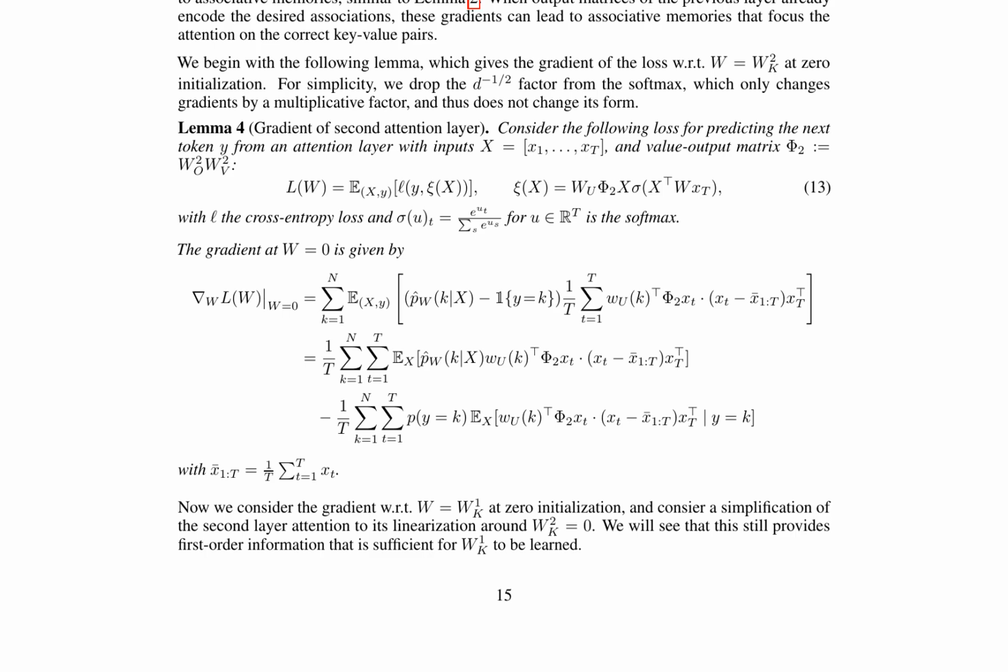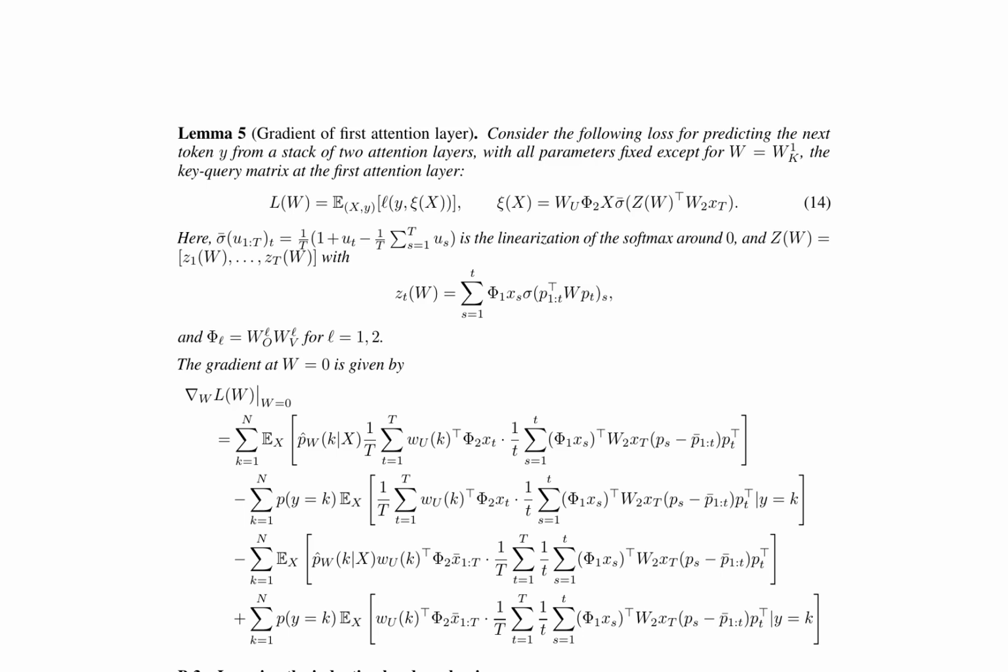Next, they consider the gradient with respect to the key-query matrix W1 of the first attention layer, linearizing the second layer attention around W2 equals 0. The gradient is given by equation 14, which involves the linearization of the softmax and the key-query matrices. The authors then proceed to analyze the training dynamics of the induction head mechanism, assuming a simplified setup with a single trigger token and uniform distributions for the attention weights.